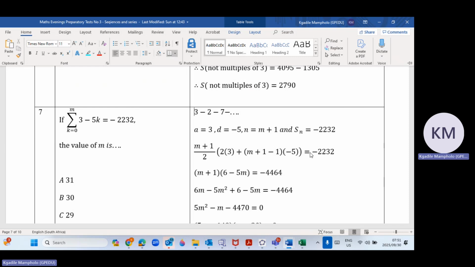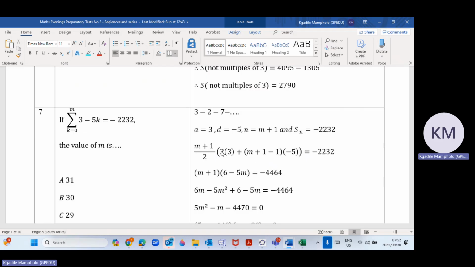Now the formula for the arithmetic series, the formula of the sum, will be n over 2. Then n in this case is m plus 1, so (m plus 1) over 2 into 2 times 3, which is a, plus n minus 1, where n is m plus 1, so m plus 1 minus 1, times d, which is minus 5, equals minus 2232. Then you simplify, multiply the other side by 2, then you will no longer have this denominator.